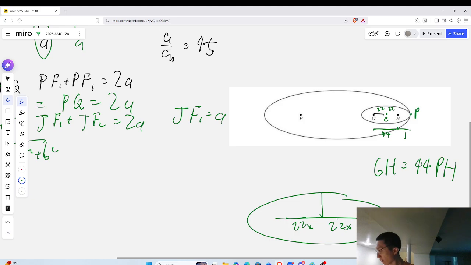It looks like A is 23x, so this is 23x. But that's exactly what we're looking for. We're looking for C over A in the small ellipse, or in either one of the ellipses. Sorry, this is A and this is C. So that means the eccentricity is just 22 over 23.